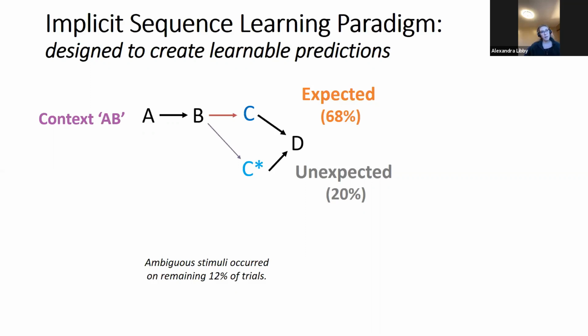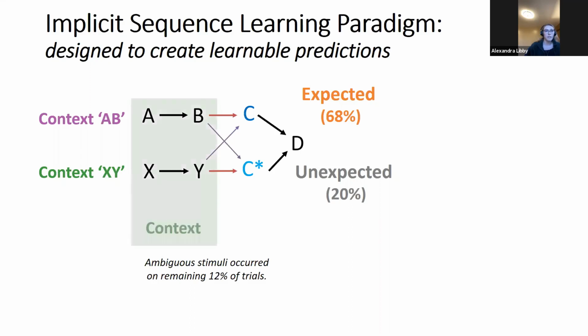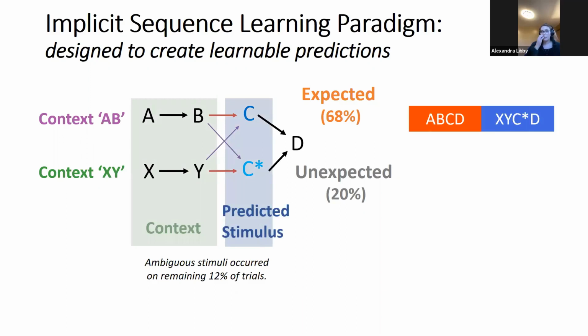I wanted to create a paradigm where I didn't want the animal to know that C occurred more often. That is why we added the second context. Here, X is always followed by Y, and it predicts instead C prime, and is rarely followed by C. So every sequence starts with a context, either A, B, or X, Y, and is followed by a predicted stimulus, C or C prime. The expected conditions are A, B, C, D, and X, Y, C prime D. And the unexpected conditions are A, B, C prime D, and X, Y, C, D.